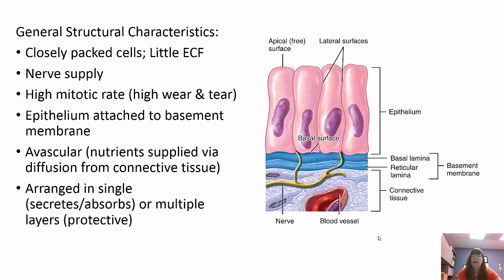It has a very high mitotic rate, which means that it divides rapidly. So it has high wear and tear. And again, our skin is the best example there because the top layer of our epidermis is actually dead skin. We're sloughing it off constantly. Every day you slough off dead skin and your skin is replaced. And we'll talk more about that in chapter 5. The epithelium is attached to what's called a basement membrane. Again, it's avascular. It gets its nutrients from the connective tissue layer beneath it. And it can be arranged in single layers, which usually function in secretion and absorption, or multiple layers, which function in protection.